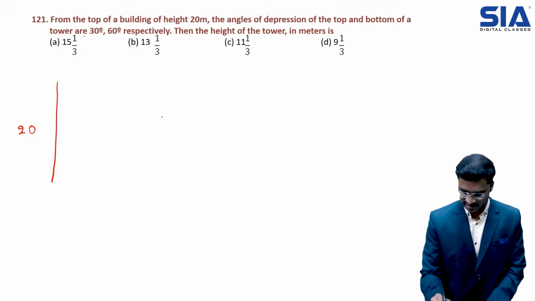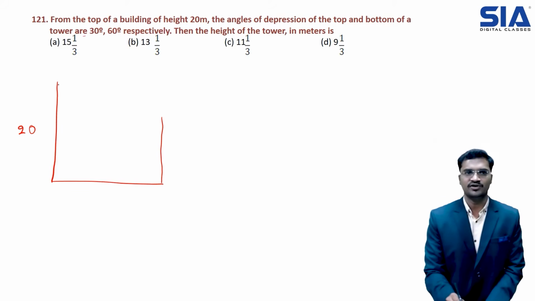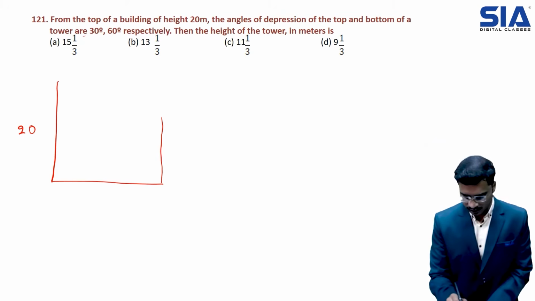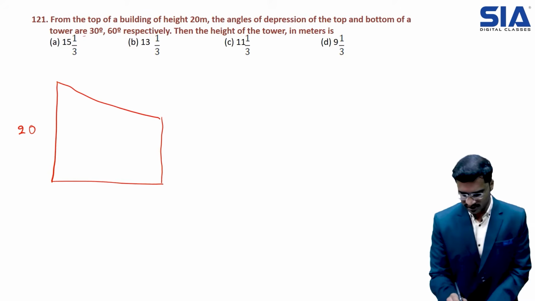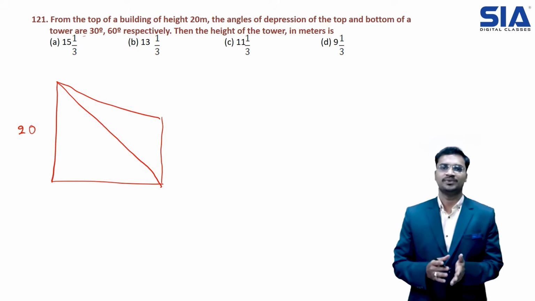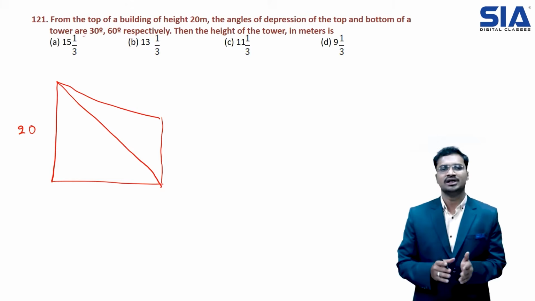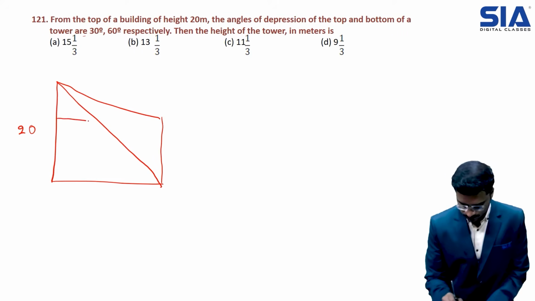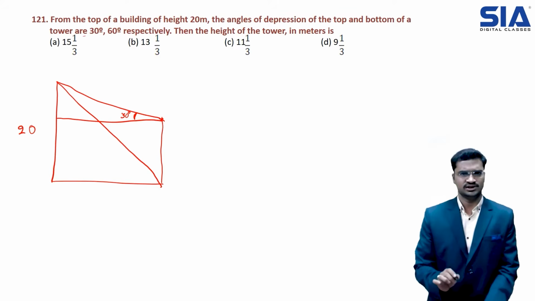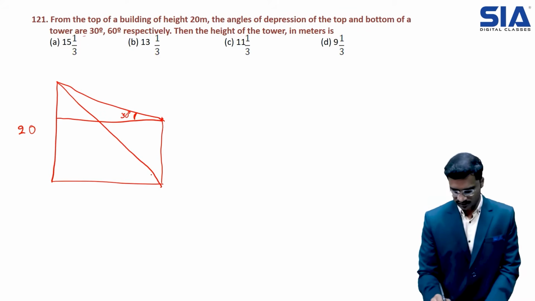So this is the building and this is a tower. From the top of this particular building, we are seeing another tower and we are measuring the angles like this. He is saying that the angles of depression of the top and bottom of the tower are 30 and 60 degrees. So the angle of depression, or from this point the angle of elevation, is the same. So here 30 degrees, then the value here is 60 degrees.